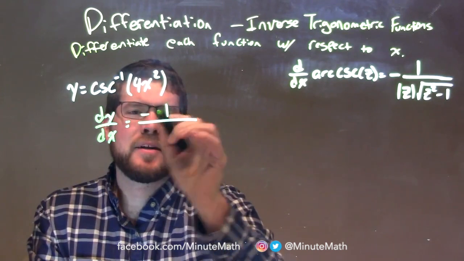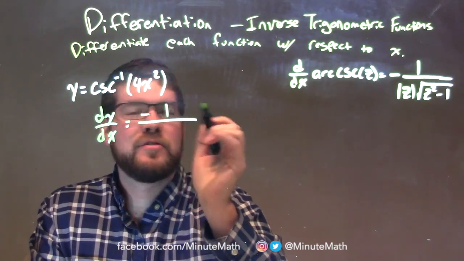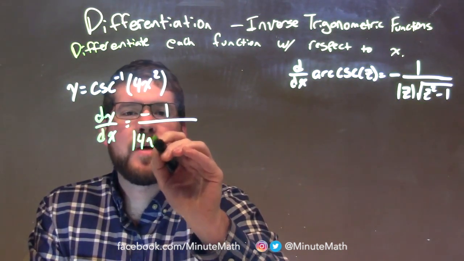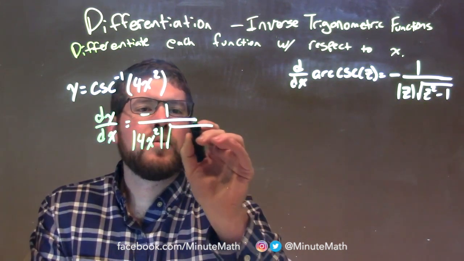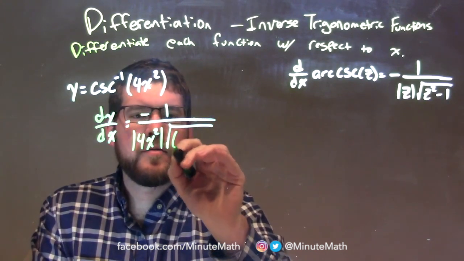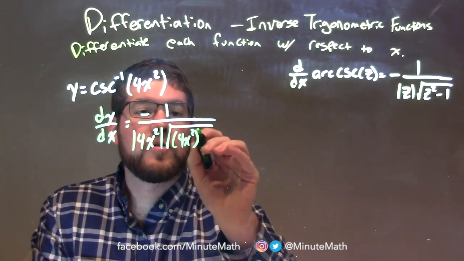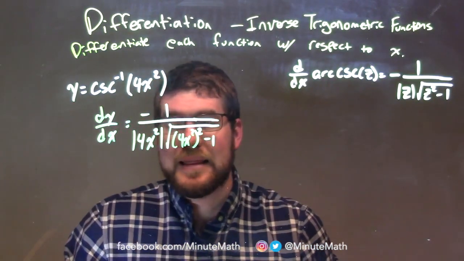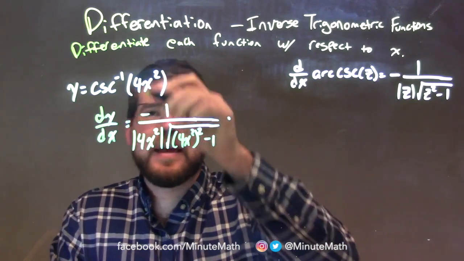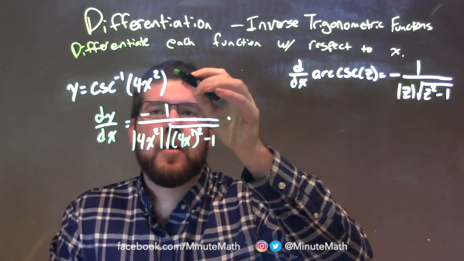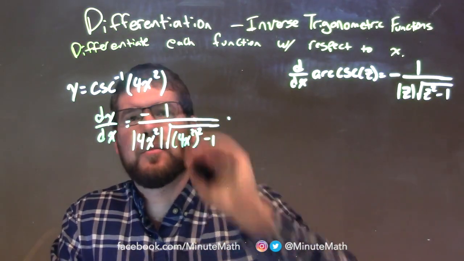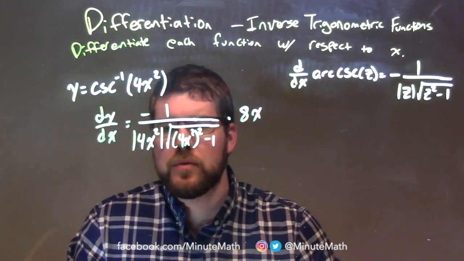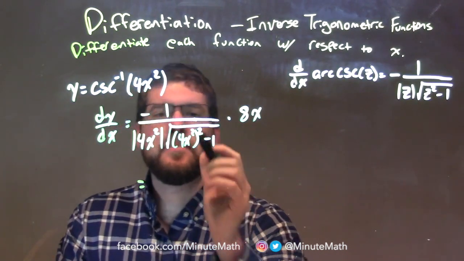over the absolute value of z, and in this case z is what's in my parenthesis, so the absolute value of 4x squared times the square root of (4x squared) all squared, minus 1. Now, we still apply the chain rule and take the derivative of the inside, right? 4x squared, the derivative of that, power rule, 2 comes down, multiplied by 4, and we have 8x right there. So when we simplify this, it's pretty easy.